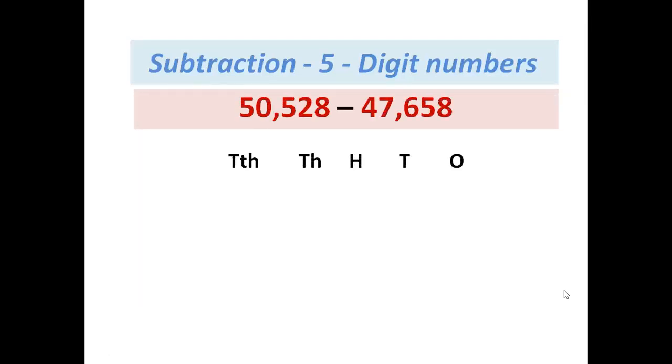Let's move on to subtraction of 5-digit numbers. Here are the numbers. We have to first arrange them. 50,528 minus 47,658. Now let's first check whether all the minuend digits are greater than the subtrahend digits. Even if it is equal, then also it is okay, but the minuend digit should not be smaller. So let's see here, 8 is equal to 8. 2 is smaller than 5, right? So we need to borrow over here.